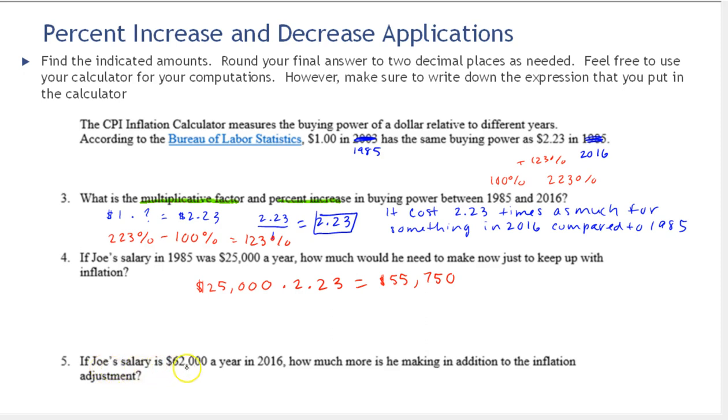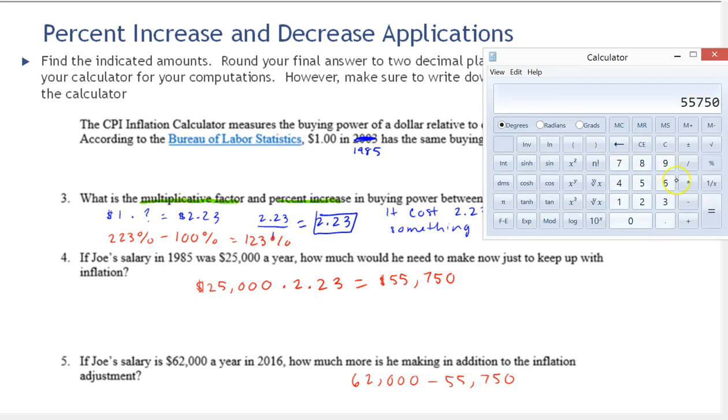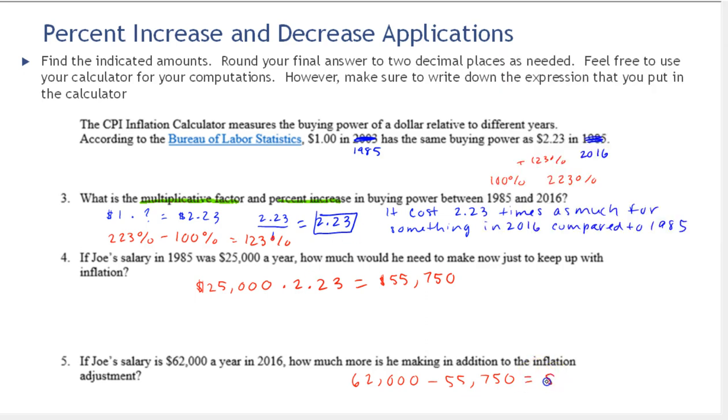If Joe's salary is $62,000 a year in 2016, how much more is he making in addition to the inflation adjustment? So $55,750 adjusts for inflation, but it does look like Joe got a little bit of a raise. So we can find the difference. 62,000 minus 55,750. So we will subtract. And he is making an additional $6,250 in addition to the inflation adjustment.